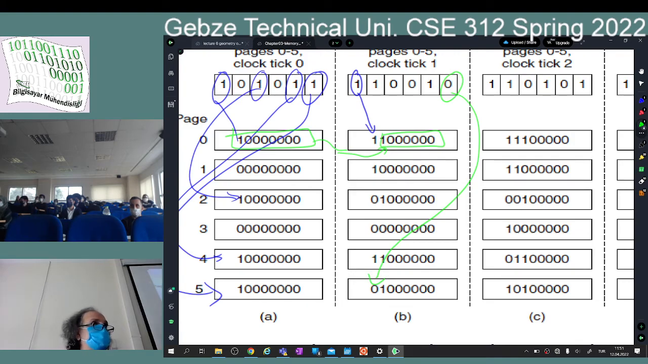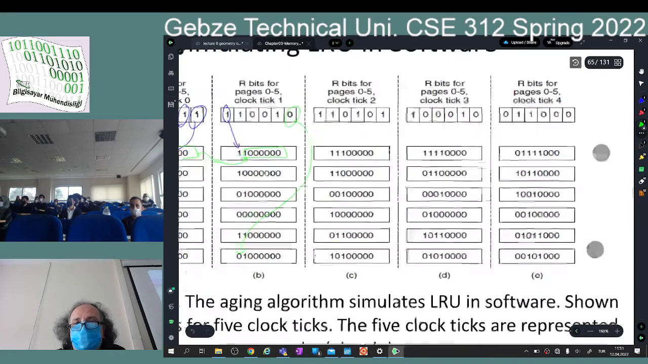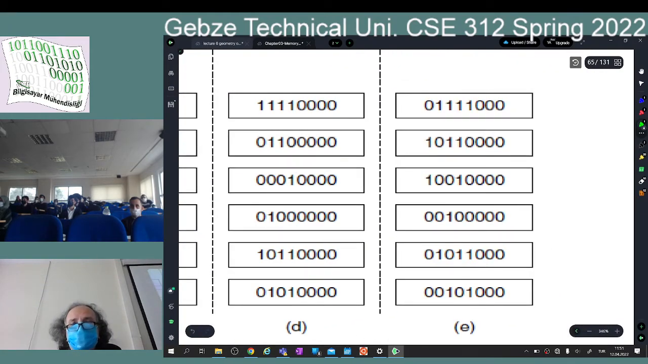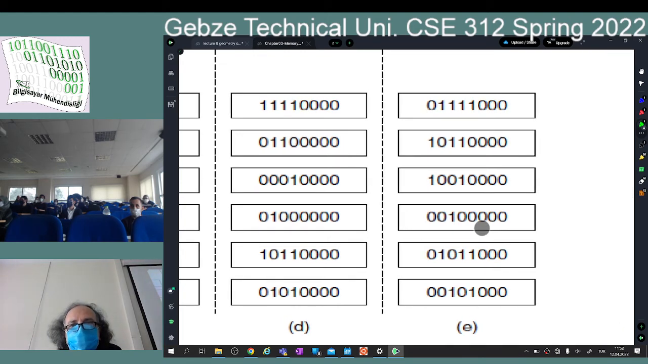Okay. Good. If you continue that way, let's look at the last one. At the last one, I have this picture. So it looks like I would replace... Which one would you replace? It looks like this is the smallest one. Is that the smallest one? Yeah. This is the smallest one, right?